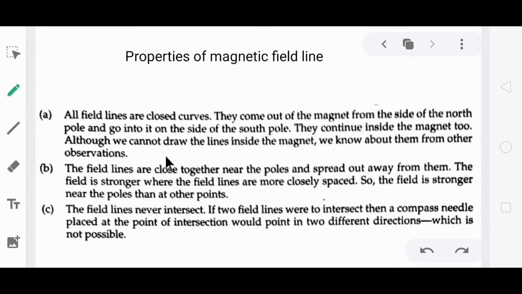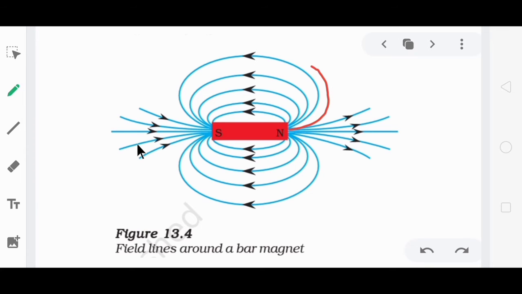Although we cannot draw the lines inside the magnet, here you can see these are the magnetic lines which are coming out, again getting into the South Pole. Outside the magnet, magnetic field lines evolve from the North Pole and emerge into the South Pole. And inside the magnet, magnetic field lines move from south to north. This is the direction of magnetic field lines in the interior of the magnet.